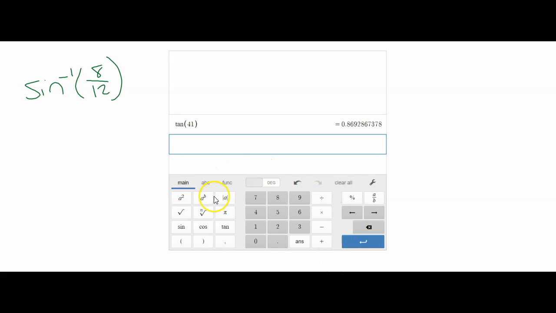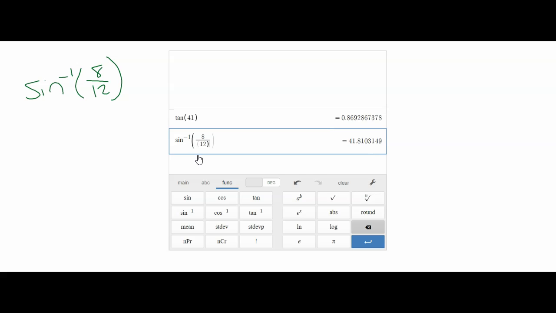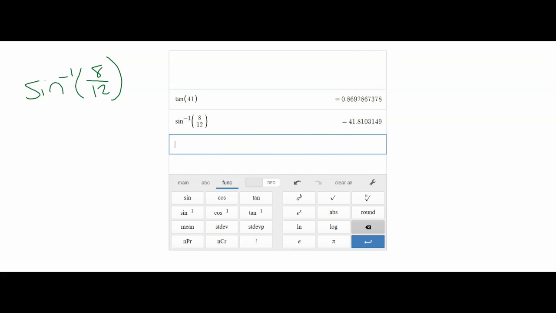Now you'll notice on the calculator right here, you don't see the inverse sine button, you just see the sine button. Well, if we go over here to this function tab, if we click on function and we click on inverse sine, we can then enter 8 over 12. I guess I don't need all those. They already have parentheses for me. There we go. If I click enter, this gives me the value of a right here.